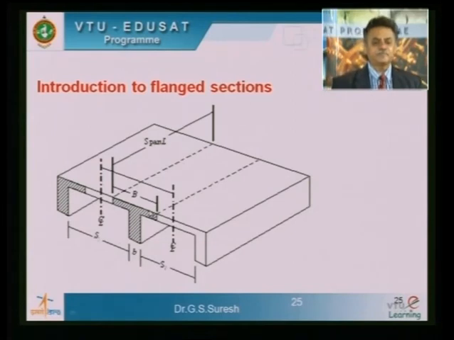T beam. The effective contribution of the slab to the beam is shown as flange width B or BF, and the depth of the slab is called as the slab depth or flange depth DF. If you go to the extreme edge of the slab, there you have a beam, you do not have any slab on the other side, you have only slab on one edge, this is called as L beam.